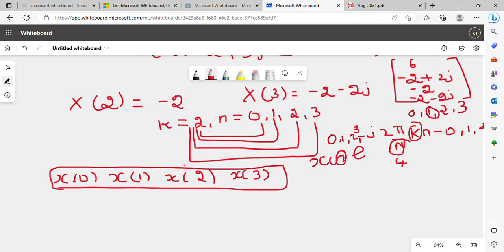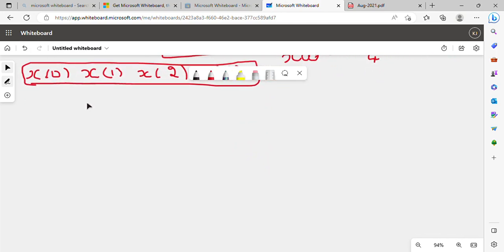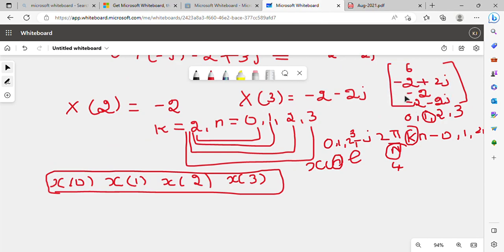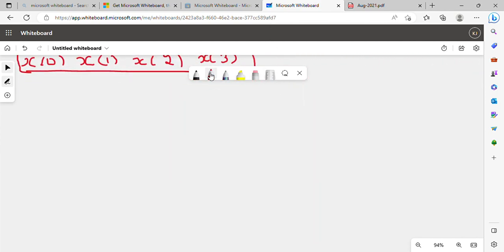So now what I have to do, I need to find my IDFT, inverse discrete Fourier transform. So if I take the inverse discrete Fourier transform, you got my DFT like this. This is what is my DFT, that is x of k, for k equal to 0, 1, 2, 3. So now by using this DFT only, I have to find the IDFT. So I have a formula for IDFT. So what is my formula?